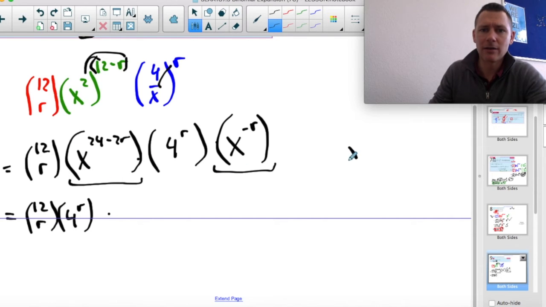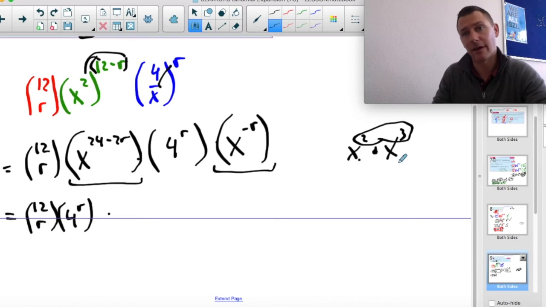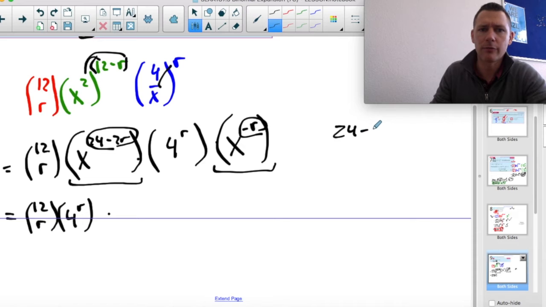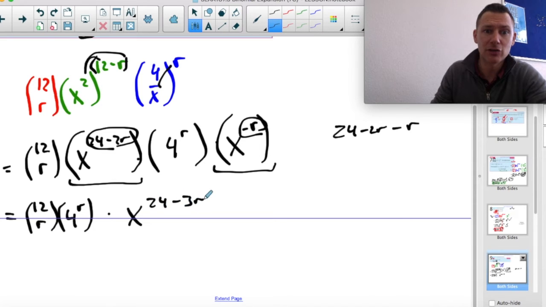And if you add numbers together, add powers together, multiplied by x cubed, you would add these, right? You get x to the 5th, 2x's and 3x's, 5x's. So we're going to do the same thing here and say add these exponents and those exponents. So we're going to go 24 minus 2r minus 1 more r. And so the x's are going to have this exponent of 24 minus 3 r's.